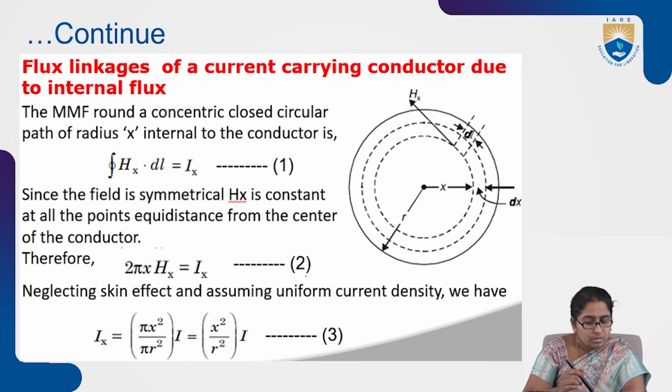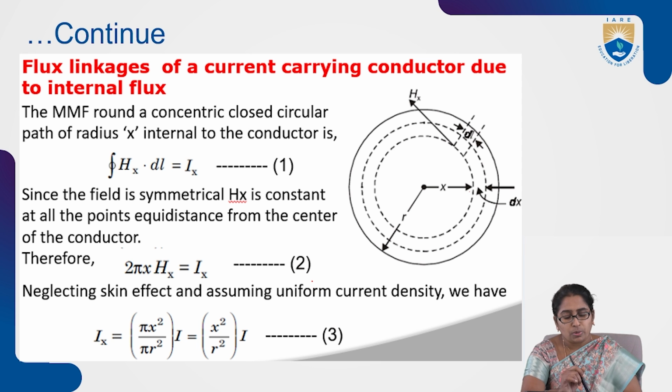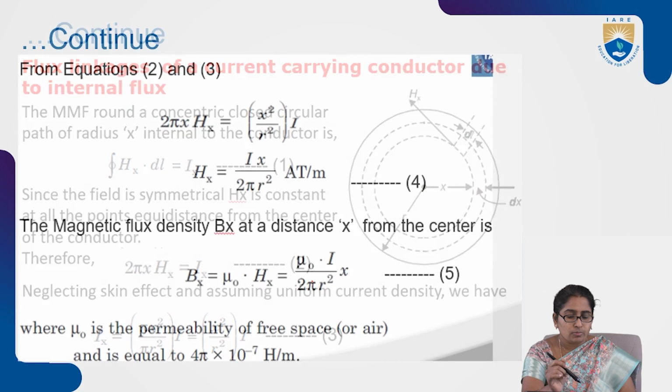And now, neglecting skin effect and assuming uniform current density, Ix is given by, that means the current on the cylinder is given by pi x square over pi r square into I, where I is the total current flowing in the conductor. So x square by r square. Now from these equations 2 and 3, finally this is what we want.